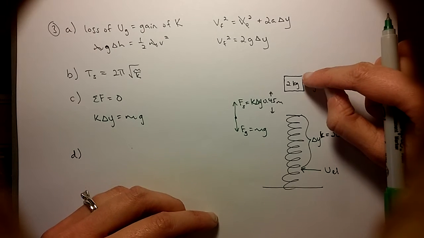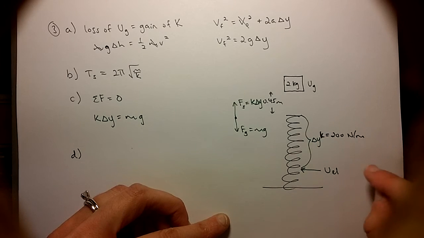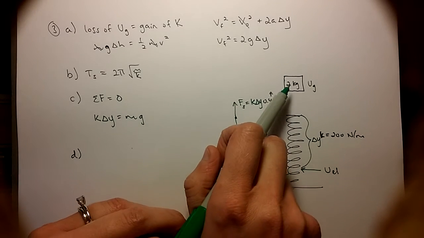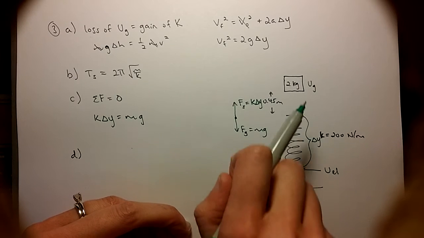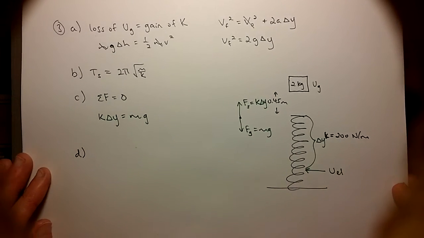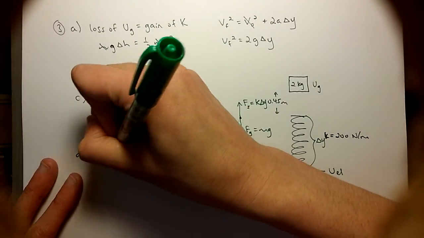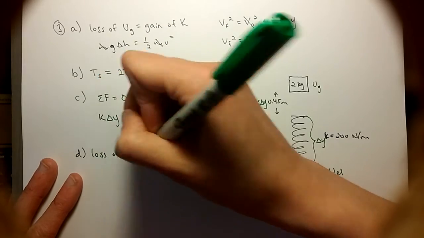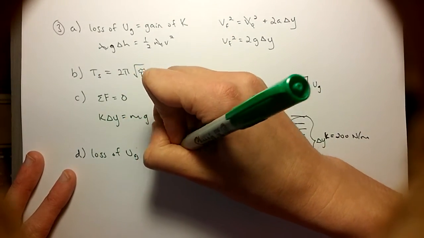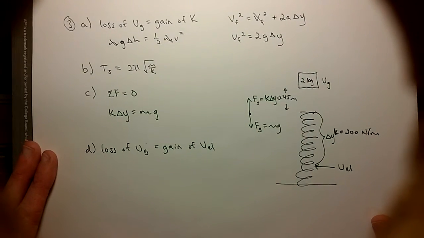And so really we can just say the amount of gravitational potential it loses is going to be equal to its gain in elastic potential at that point, because at both of these moments the block is not moving and it doesn't have any kinetic energy, and so we can just leave kinetic energy out of it, which makes it simpler. So that's what I'm going to do. I'm going to say its loss of gravitational potential energy is going to be equal to its gain of elastic potential energy from the spring.